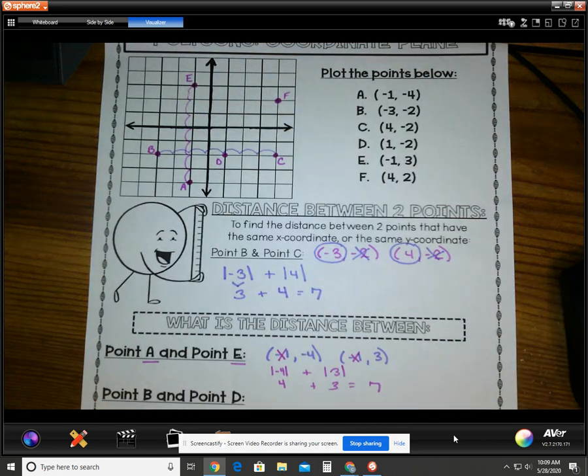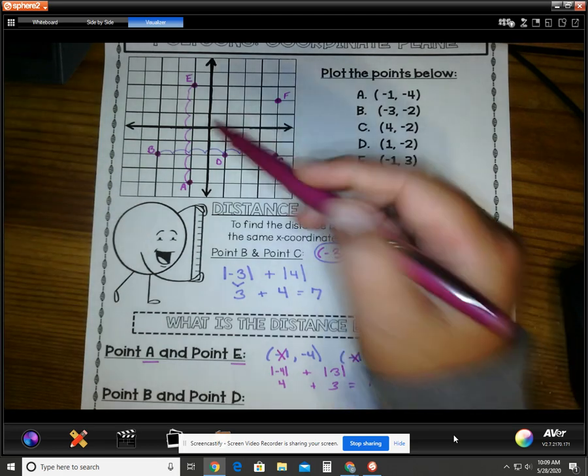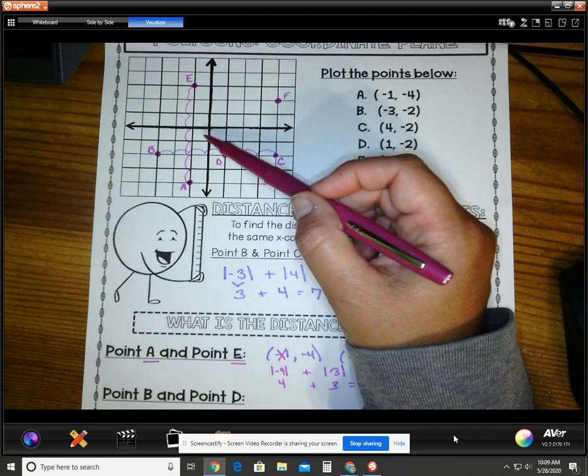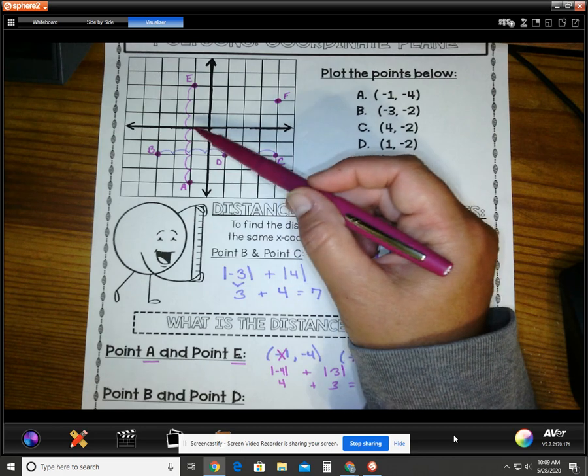Again, most of the IXL skills you're going to have a coordinate plane. You can feel free to count them. Just make sure that they didn't give you a different scale, that each one is actually worth just one block.